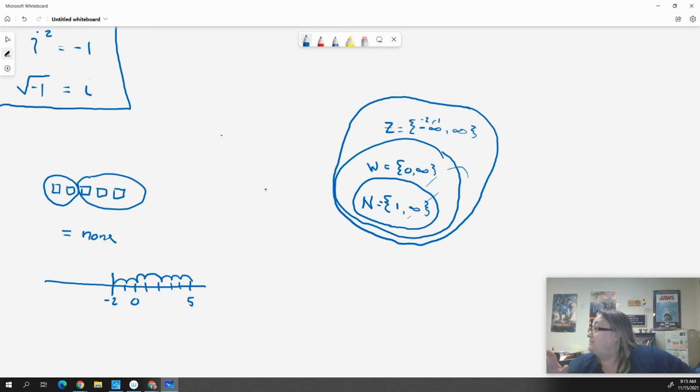Yes, some infinities are bigger than other infinities, but no, they're technically not. Because the infinity of whole numbers is bigger than the infinity of natural numbers by 1, right? But really it's not, because they still both go on forever. They just start in different places, right?